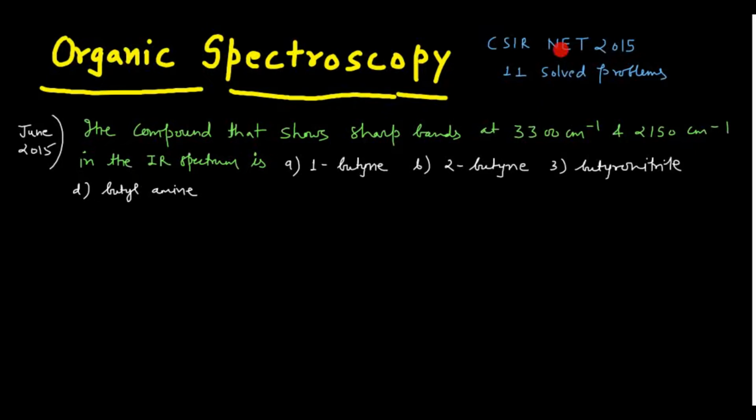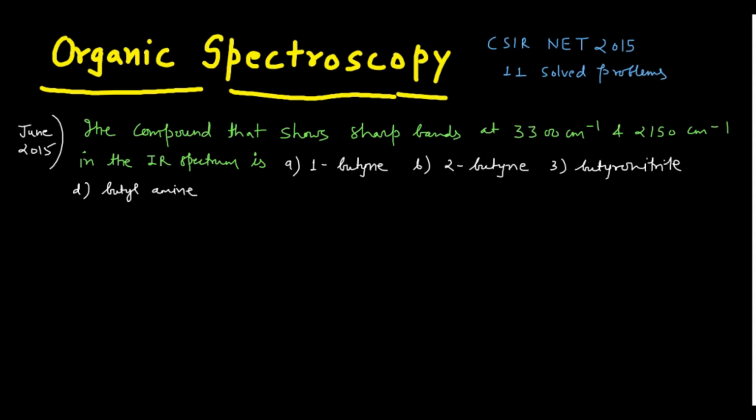So far I have solved CSIR NET June spectroscopy problems starting from 2011 to 2014, right? Now today I am going to solve the CSIR NET problems for the year 2015 examination, where I will discuss 11 different problems in pretty much detail.